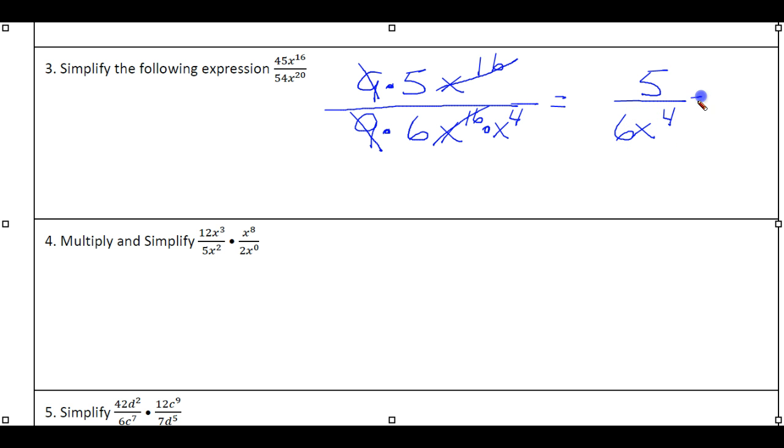Remember, another way to write this would have been 5 over 6. Bring this up and it would be x to the negative 4. Moving our variable and exponent into the numerator across the division bar changes its sign. But generally they want exponents to be positive, so this is what you would write.